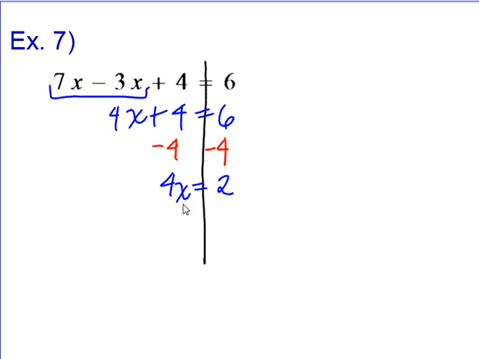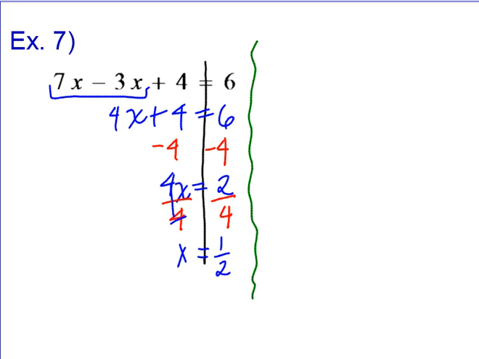Now, since we have 4 times x, the inverse of multiplying would be dividing. So we're going to divide both sides by 4. And this 4 divided by 4 becomes a big 1. 1 times x is x. And 2 divided by 4 is 1/2. I know we might be a little alarmed about getting a 1/2, but most of algebra is a fraction. And so we shouldn't be afraid of running into that.